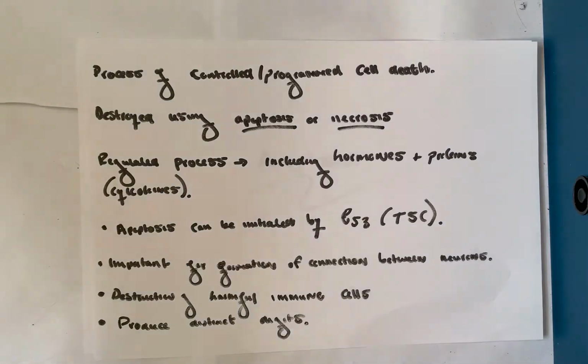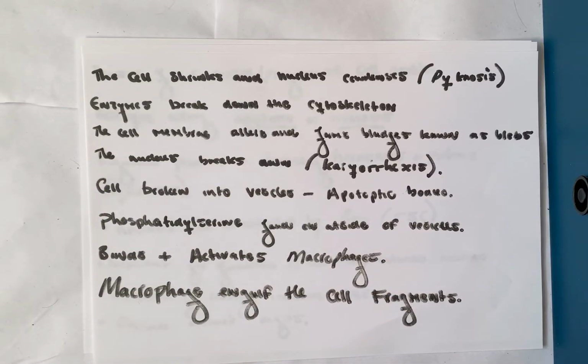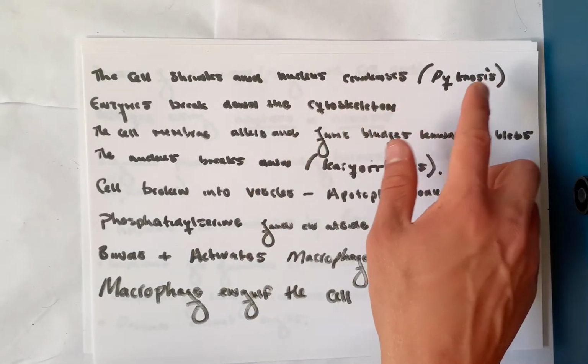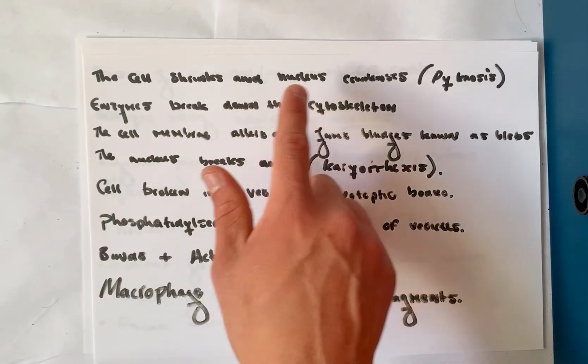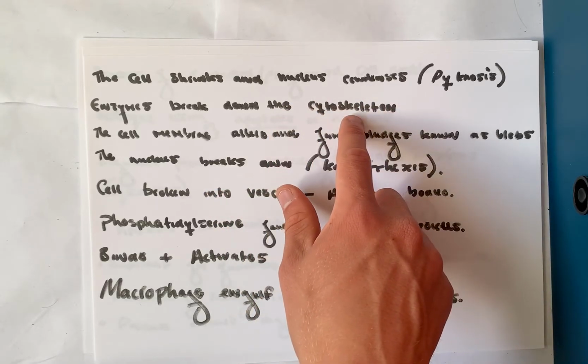So we're now going to look at the actual process of apoptosis. So first of all, the cell shrinks and the nucleus condenses. And the condensing of the nucleus is what's known as pyknosis. The enzymes then break down the cytoskeleton. So obviously this is the internal control and transport system within the cell.